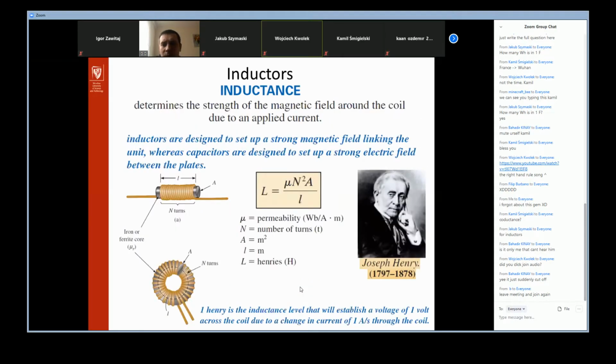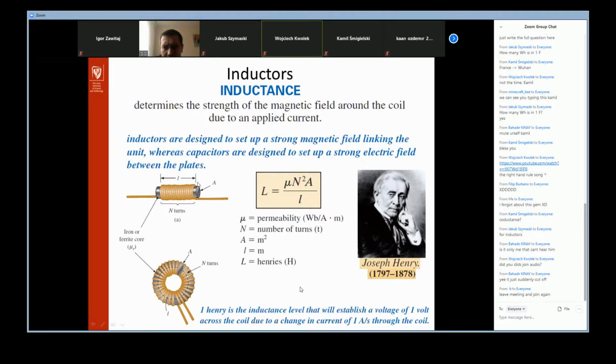Okay, what about the inductance? The inductance is given by this formula for the typical coil. As you see, we've got some turns here, we've got the ferromagnetic core, we've got the N turns, and we've got some area of the core. So L, the inductance, is equal to the permeability multiplied by N squared, the square of the number of turns, multiplied by the area over l. l is the distance here.